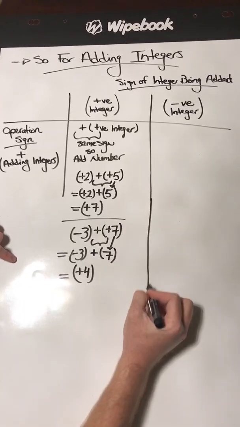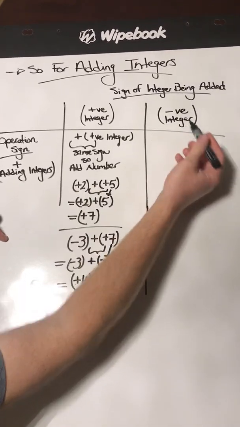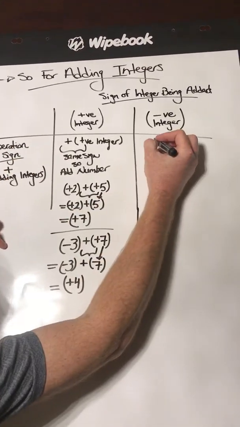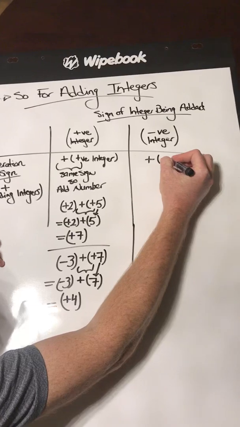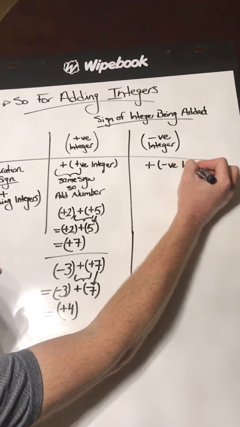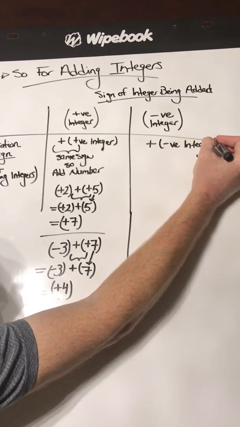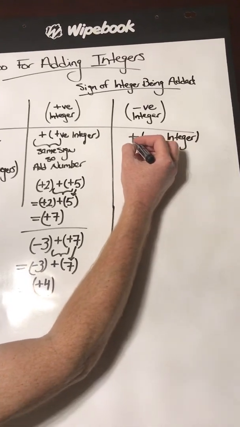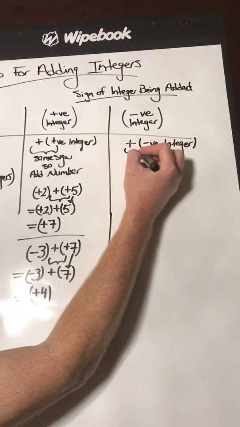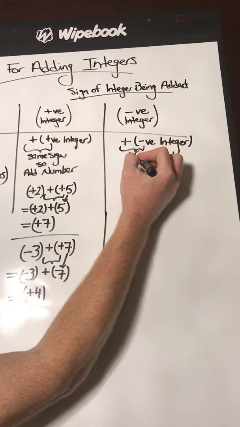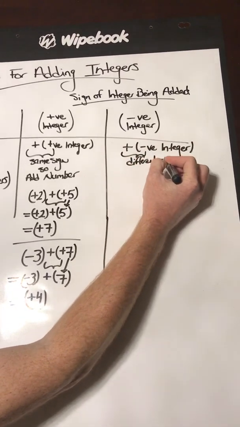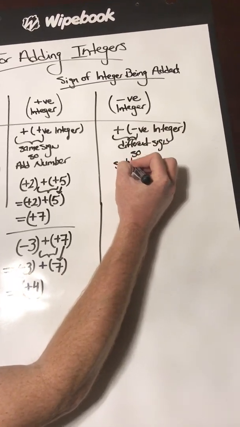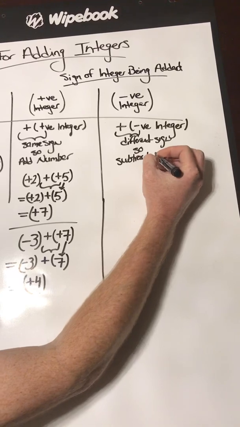Okay, now, what about if we have a negative integer? Okay, so we have the operation sign is addition, positive, but we have a negative integer. So we look at the signs and we say a positive and a negative, so they're different signs. So we are going to subtract the number.